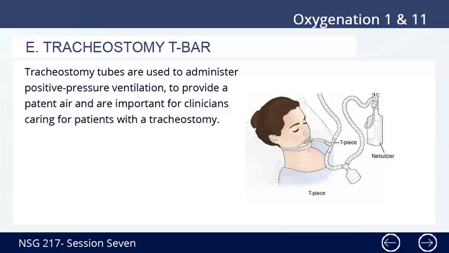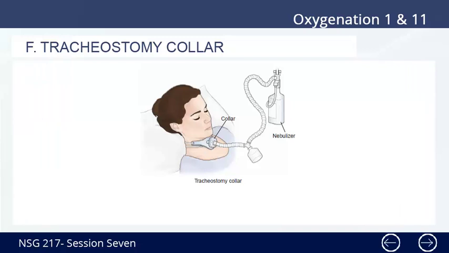Tracheostomy tubes are used to administer positive pressure ventilation to provide a patient air and are important for clinicians caring for patients with tracheostomy, which is shown in the picture below. F, tracheostomy collar, which is shown in the diagram below.